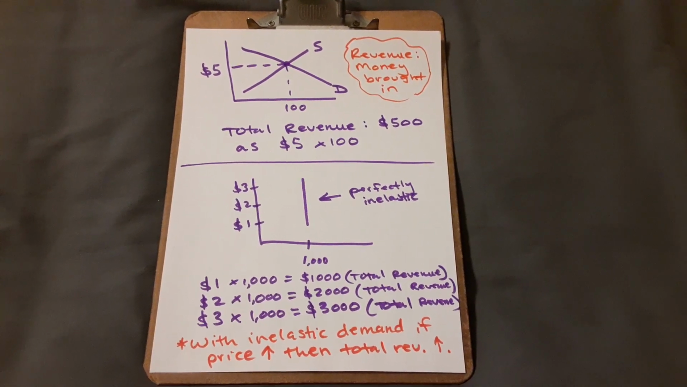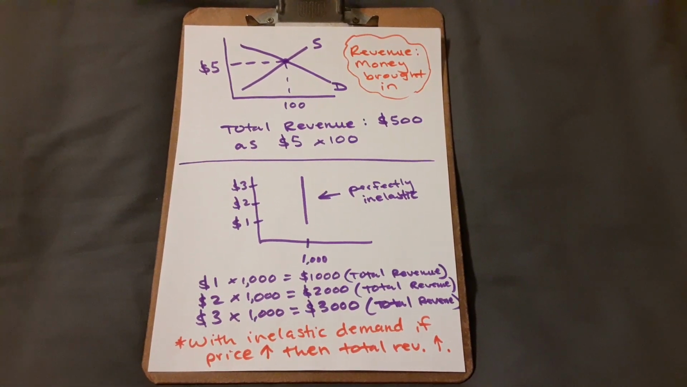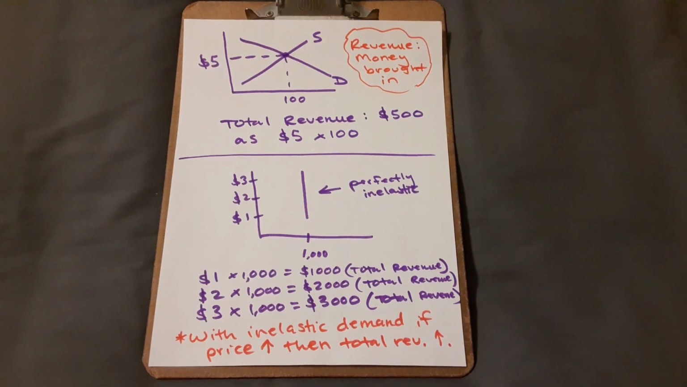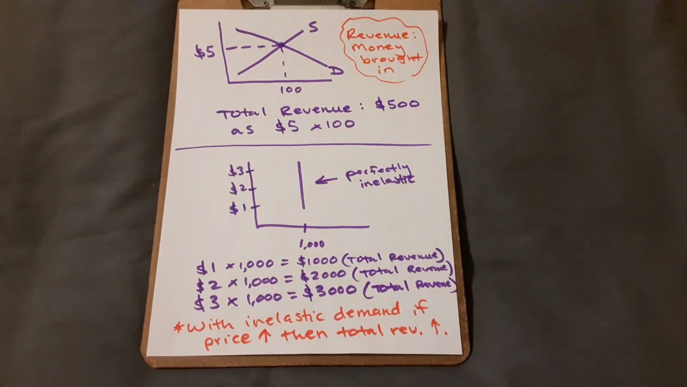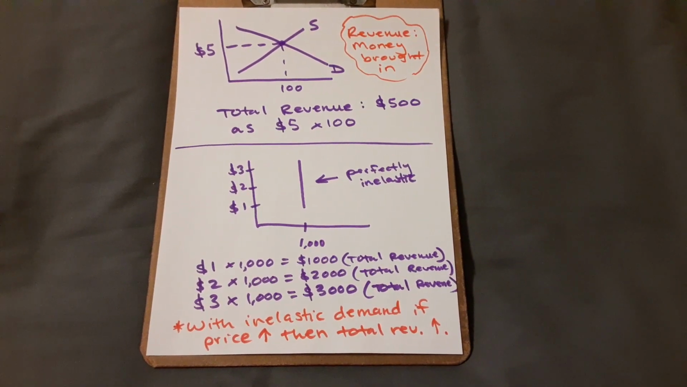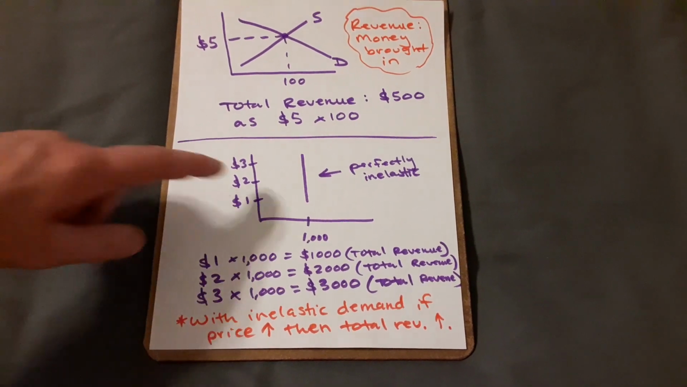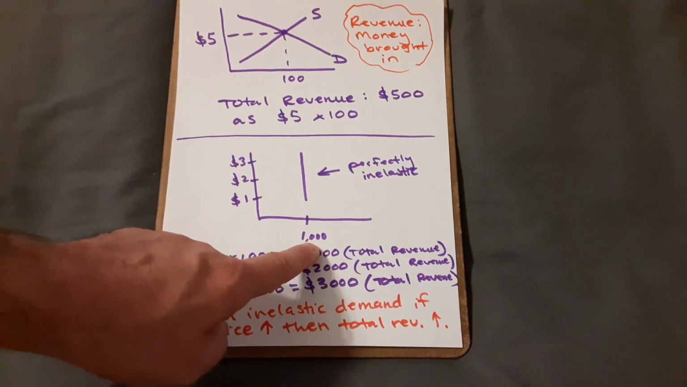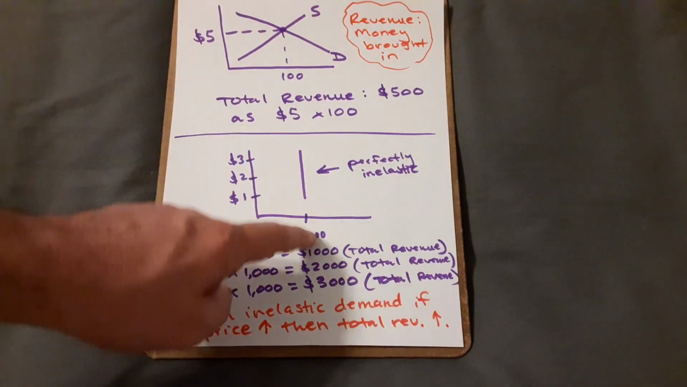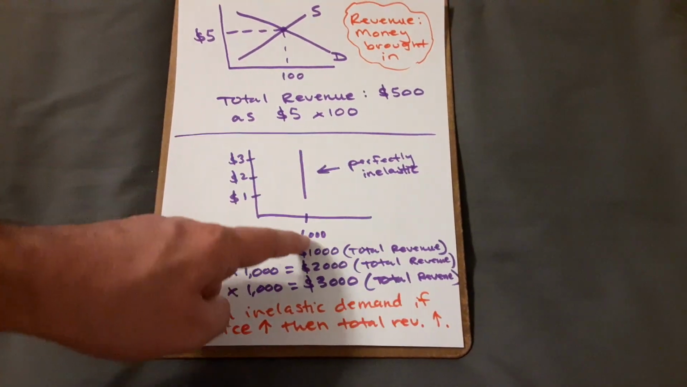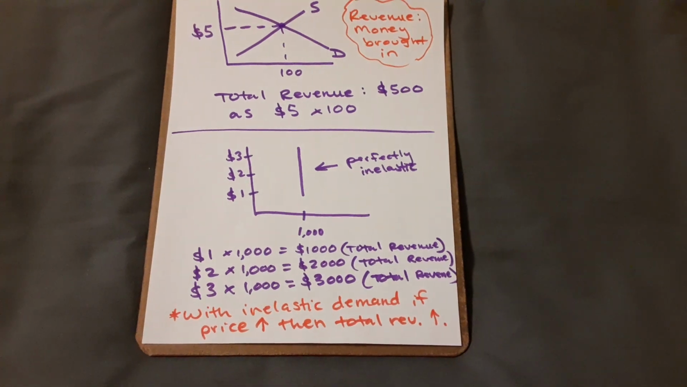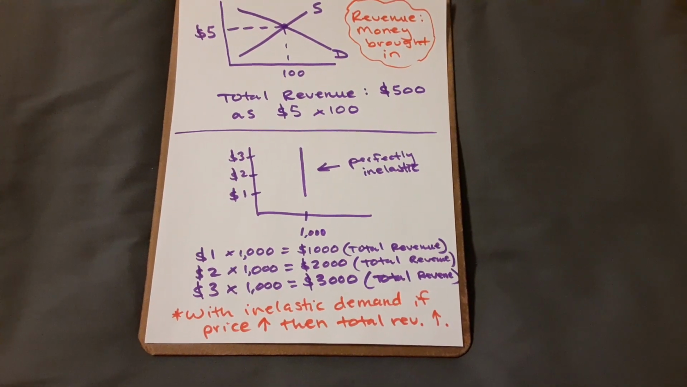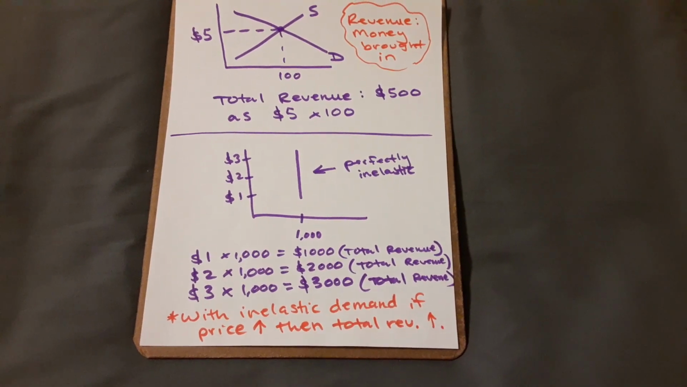Second, we know that inelastic demand is where price goes up and people buy the same amount or about the same amount. If people are buying the same amount, that's called perfectly inelastic demand. So take a look at this. At $1, the consumers are buying 1,000. Raise the price to $2, they're still buying 1,000. $3, they're still buying 1,000. So that's perfectly inelastic demand, where people are buying the exact same amount.